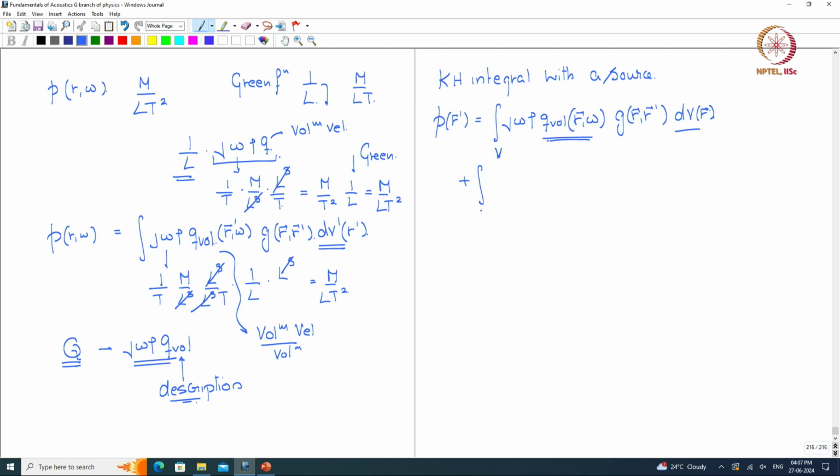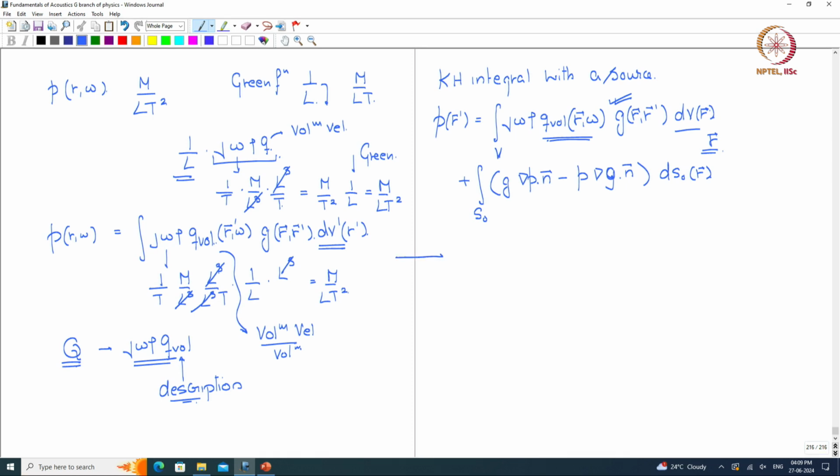Then an integral over a surface, g again, del p dot n minus p del g dot n, into dS0. Here the integral variables go with r. So this is the KH integral with a source term. Small g is the free space Green function here, because now it does not have to satisfy any boundary condition.